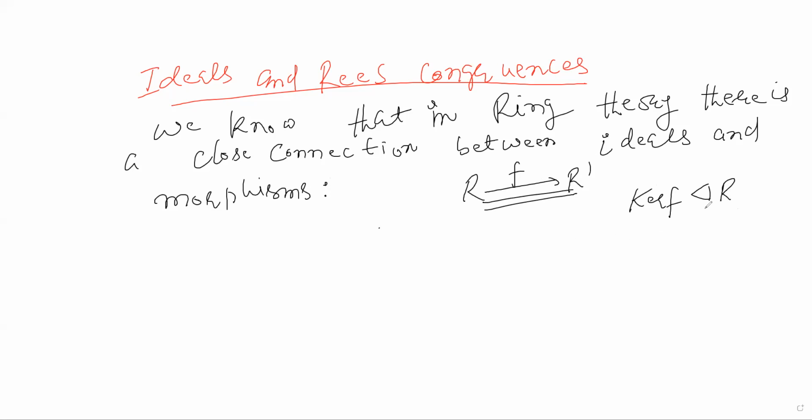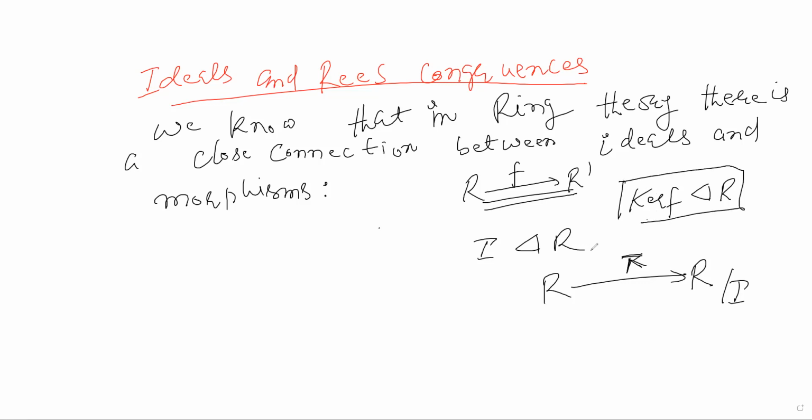And if I have an ideal in R, suppose I is an ideal in R, I can construct the quotient ring R by I, and I have a morphism from R to R by I. That is the natural map. So there is a close connection. You can say there is a one-to-one correspondence between ideals and morphisms. Given a morphism, you can construct an ideal, and ideal is nothing but the kernel of that morphism. And given an ideal, you can have a morphism from R to R over I, the quotient ring. So that's why I'm saying that in ring theory, there is a close connection between ideals and morphisms.